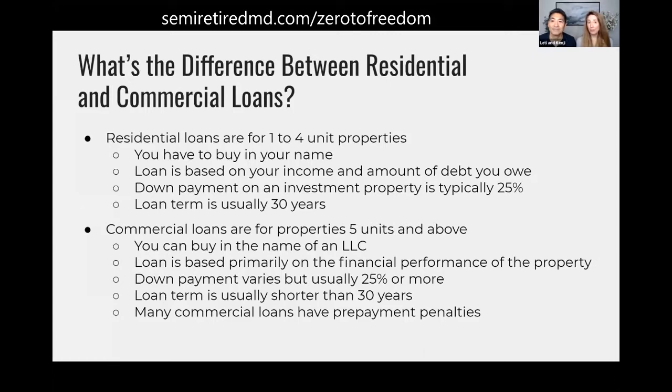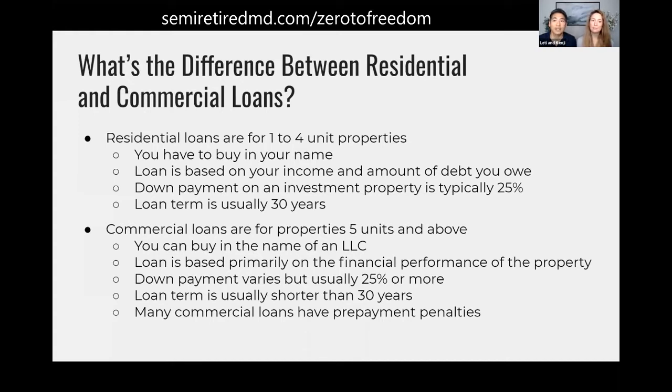And at the overview, residential loans are for properties that are 1 unit to 4 units in general, and commercial loans are generally used for properties that are 5 units and above, although some people do use commercial loans to buy those smaller properties as well. So let's talk about residential loans first and the key differences.